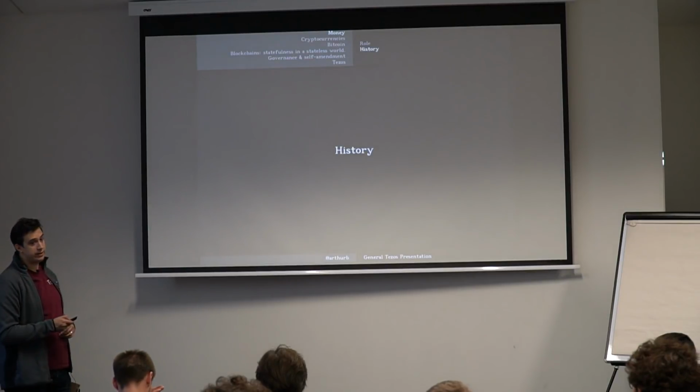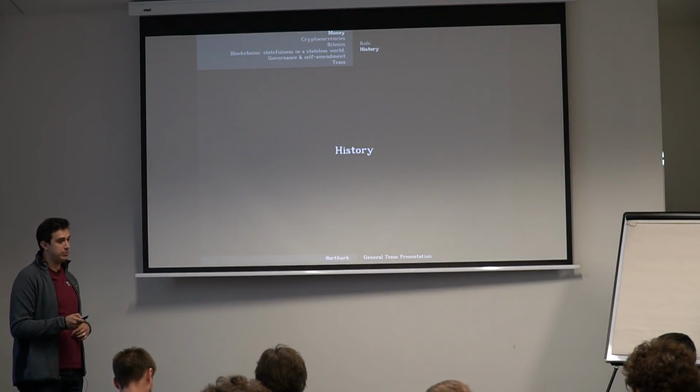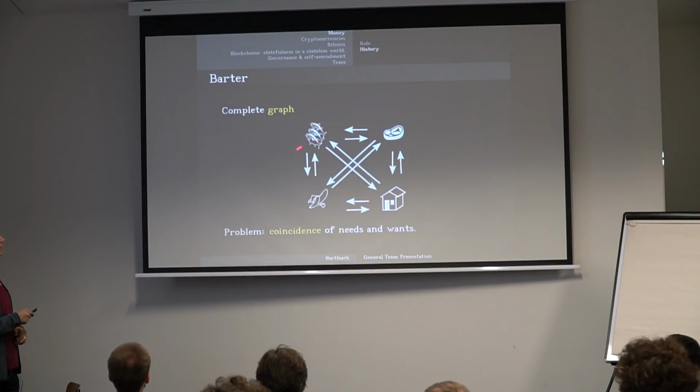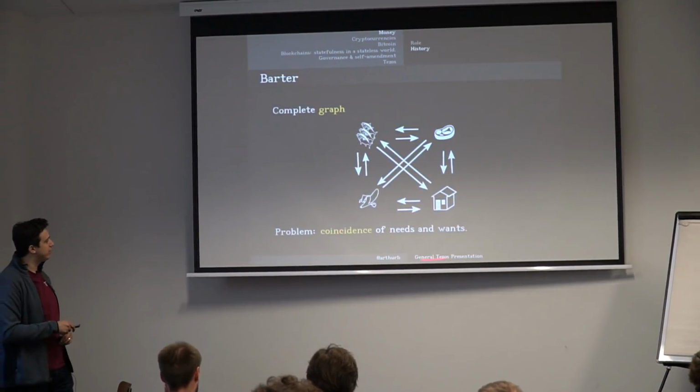So a little bit of history. I'm not going to go into the dates. I mostly just want to show the evolution of the concept of money. So first you have barter, and barter works if you have a complete graph. So I have fish, and I can trade it for bananas, or for steak, or for houses. So you can exchange everything for anything.